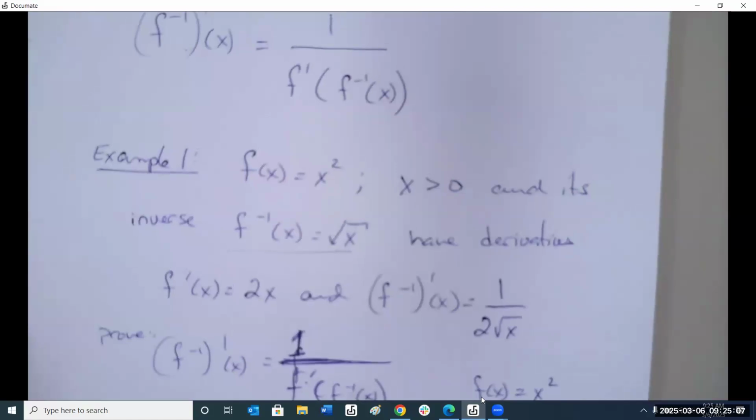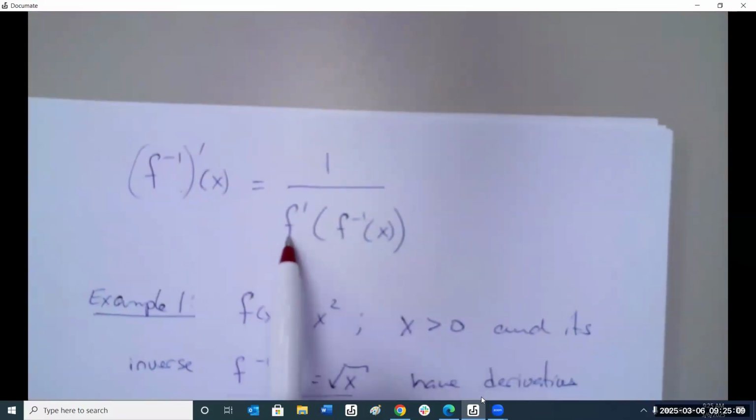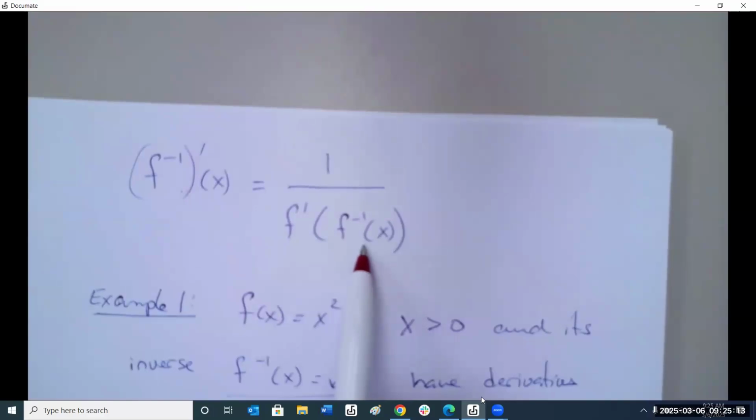Because all this formula tells us to do is find the derivative of our original function, find the inverse function, and put that inverse function in place of x into our original function.